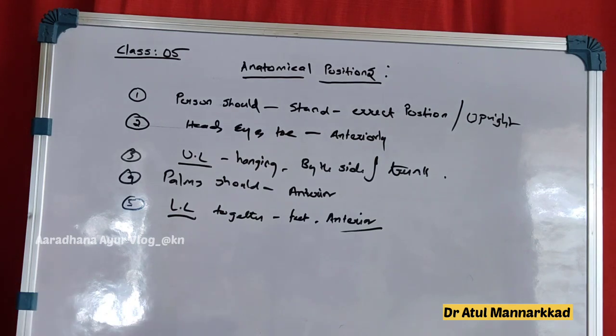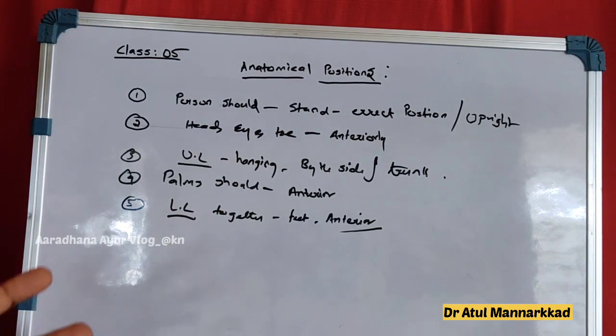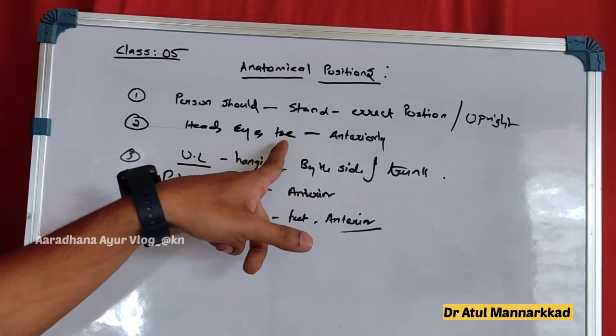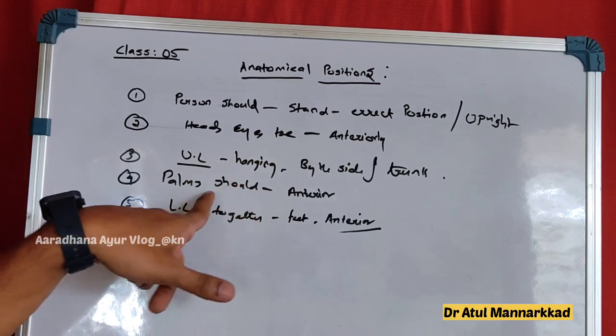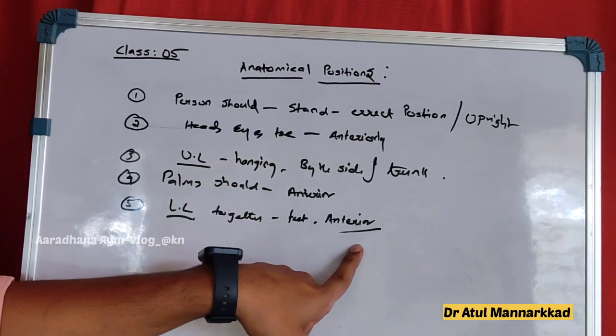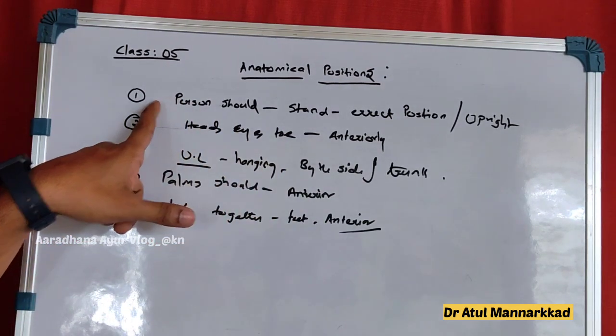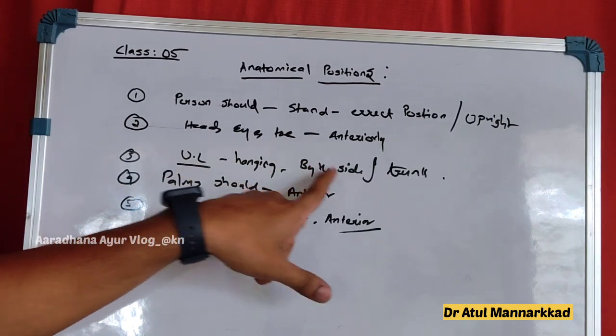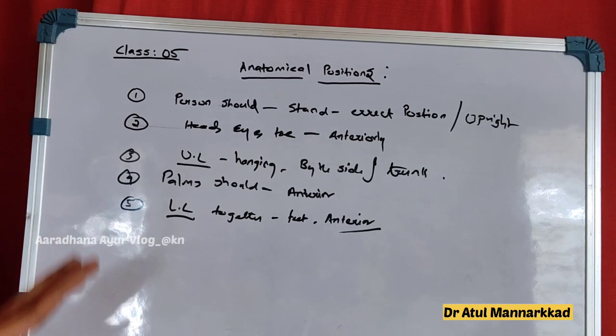So everything should be anterior. It may be the palm, it may be the feet, it may be the toes. These three parts should be anteriorly facing. Toe, palm and also the feet should be anterior. And he should be in the erect position with the lower limb together and the upper limb hanging by the side of the trunk. So this is the anatomical position.